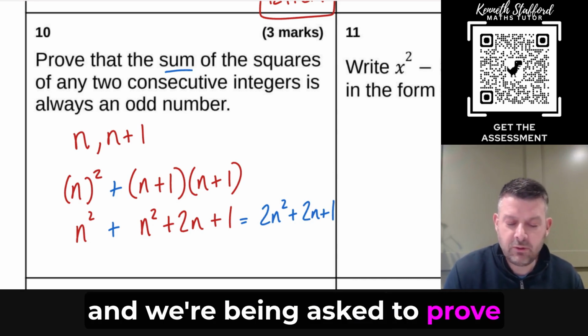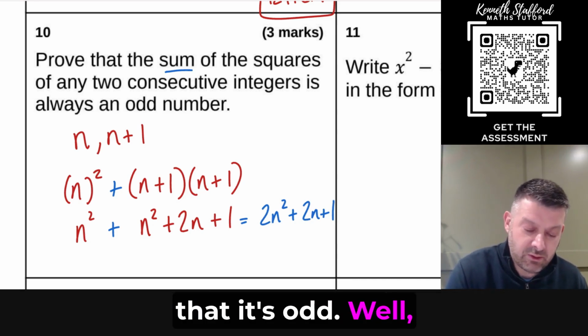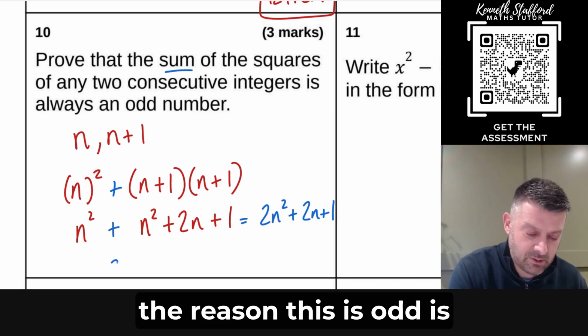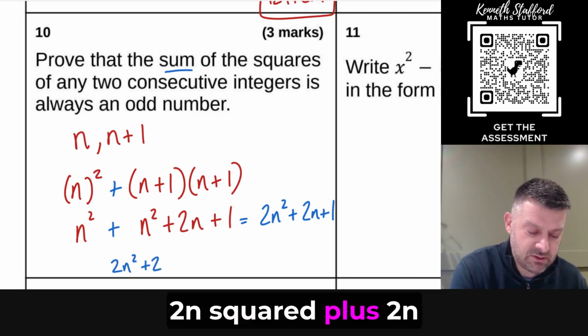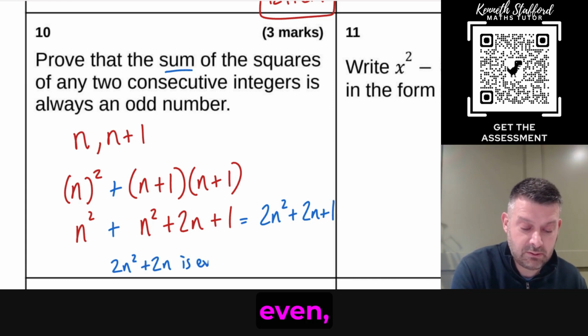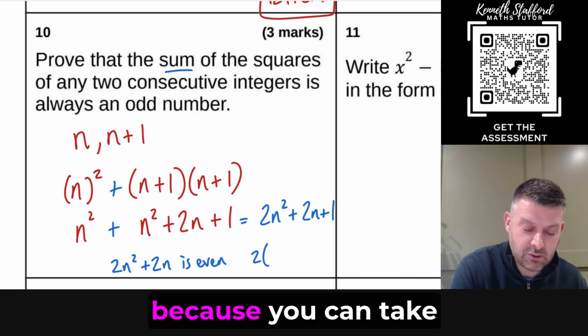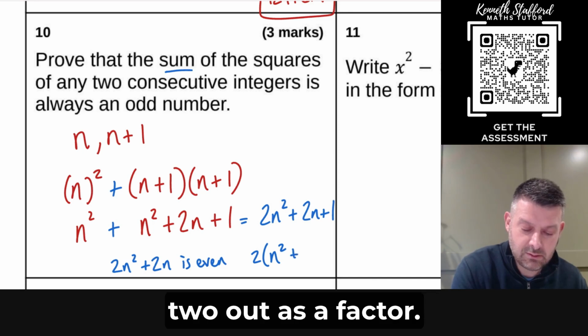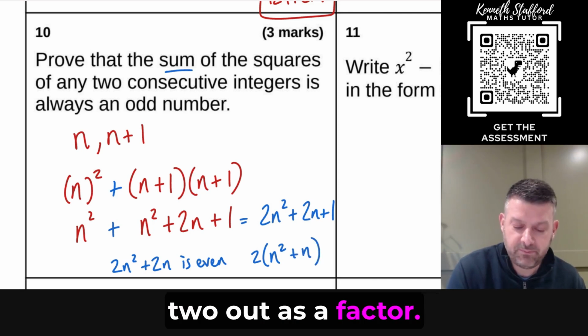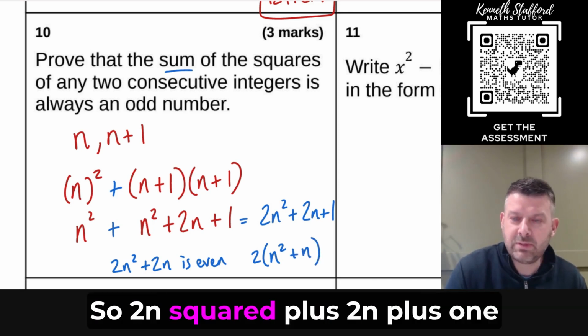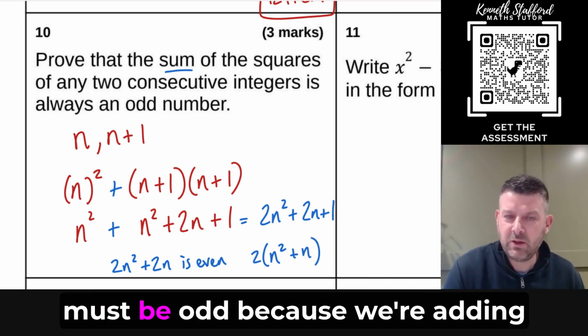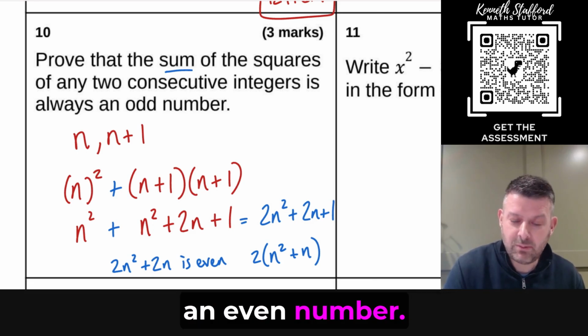And we're being asked to prove that it's odd. Well, the reason this is odd is 2n squared plus 2n is even, because you can take 2 out as a factor. So 2n squared plus 2n plus 1 must be odd, because we're adding 1 on to what is an even number.